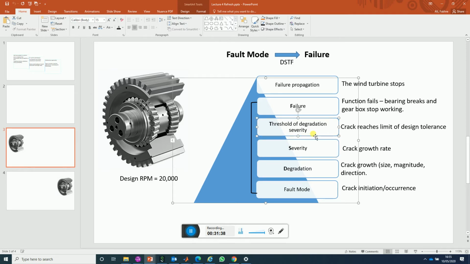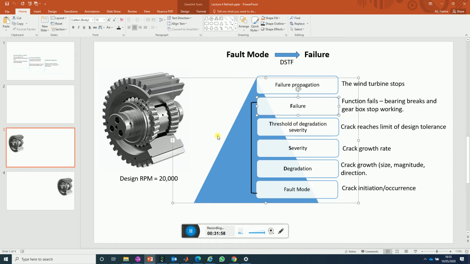And once that happens, the blade fails to extract any energy from the fluid, and we don't get any expansion from the flow. And at that stage, the function of the turbine is no longer available.